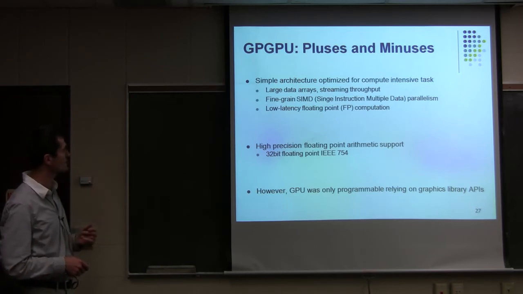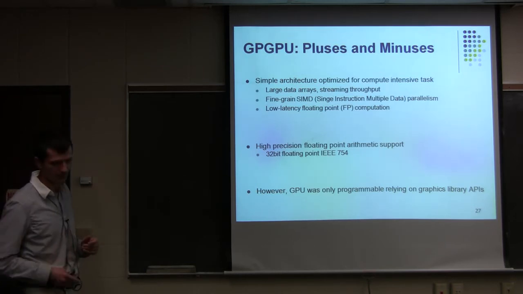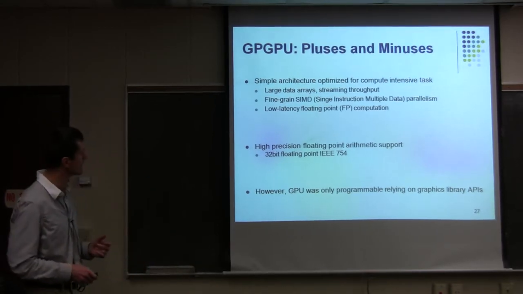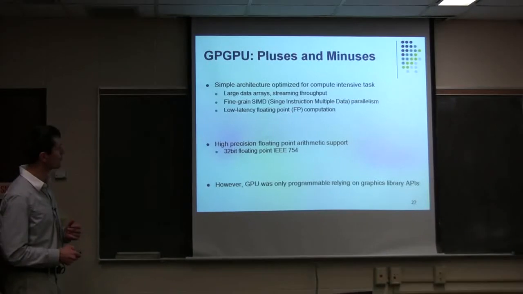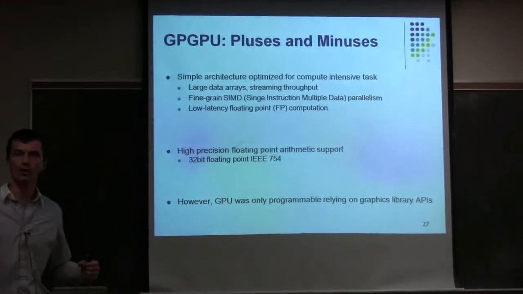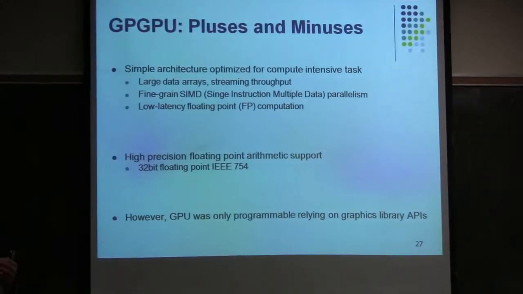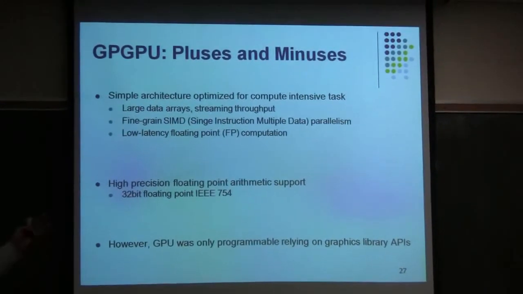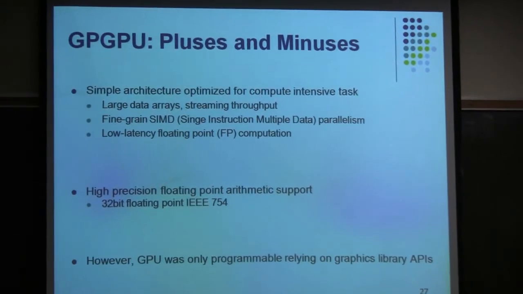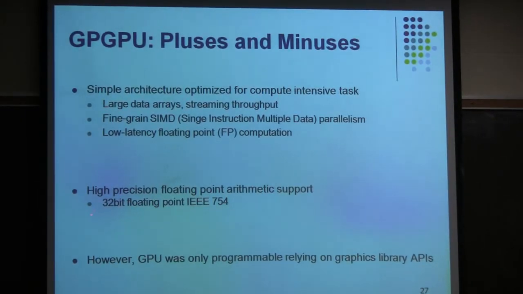You could handle large data arrays, and it had this idea of streaming throughput. It was massively parallel, single instruction, multiple data. It had low latency floating point computations, like, for instance, computing distances or 1 over a distance. This is something that in graphics is done a lot. Rotations, the hardware support was tremendously appropriate for that. The floating point operation precision was IEEE 754 compliant with some exceptions, and I'm not going to talk about that.